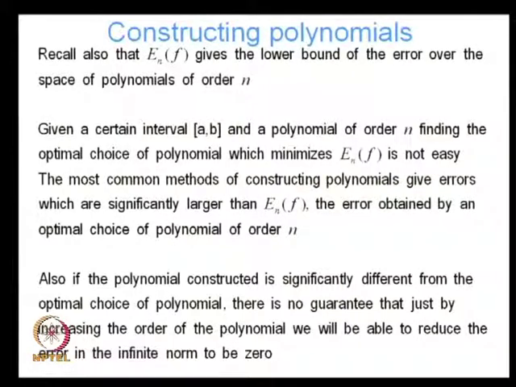Just because I increase the order of the polynomial, it does not mean that my En of f is going to be 0, if the polynomial that I actually use is very different from the optimal polynomial of that order. So this is very important. Just because I increase the order of the polynomial does not mean that I am going to get anywhere close to En of f, or that my error is going to go down substantially, because that polynomial may not be the best, the optimal polynomial of that order.